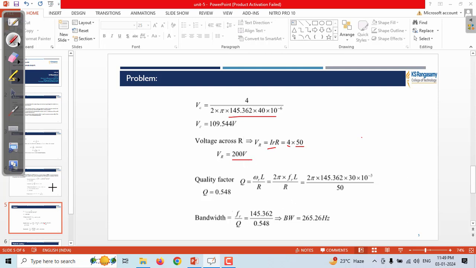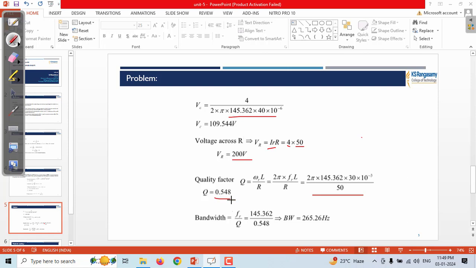Next, they ask you to find the quality factor. The quality factor formula is omega L by R. Omega is 2 pi f, so Q equals 2 pi f L by R. 2 pi f is calculated, and L and R are given. If you substitute all these values, we can find the Q value.